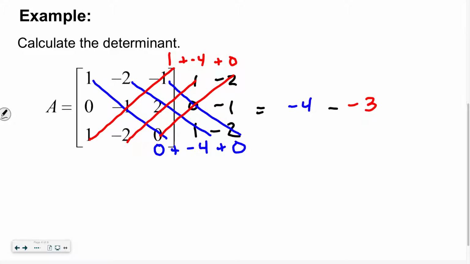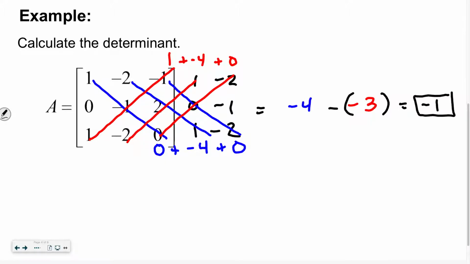And I'm always subtracting those two numbers. So it's negative 4 minus negative 3, which gives me negative 1. So, I mean, it is more work, but it's really not terrible work, right?